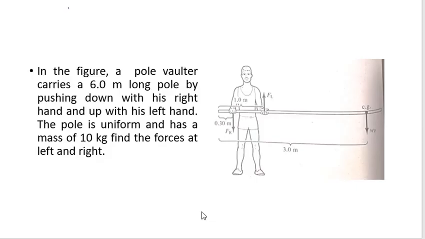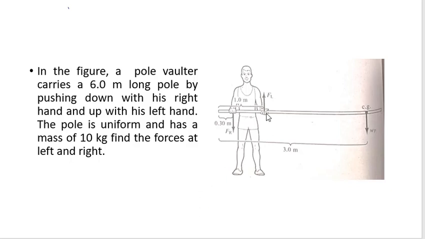In the figure, a pole vaulter carries a 6.0 meter long pole by pushing down with his right arm and up with his left hand. The pole is uniform and has a mass of 10 kilograms. Find the forces at the left and at the right. We are looking for FR and FL. So how do we solve for that?